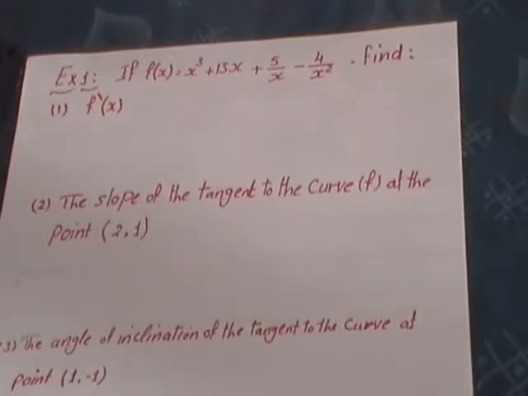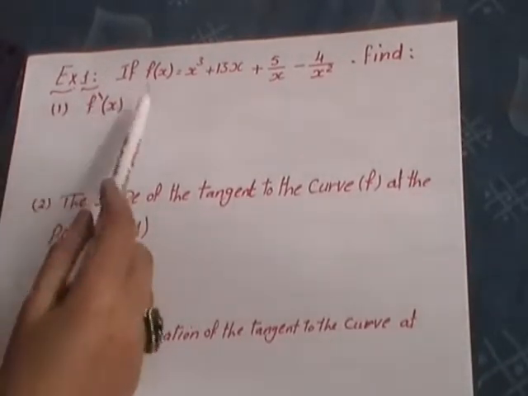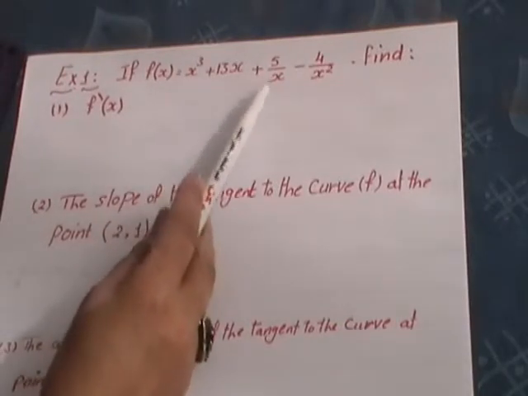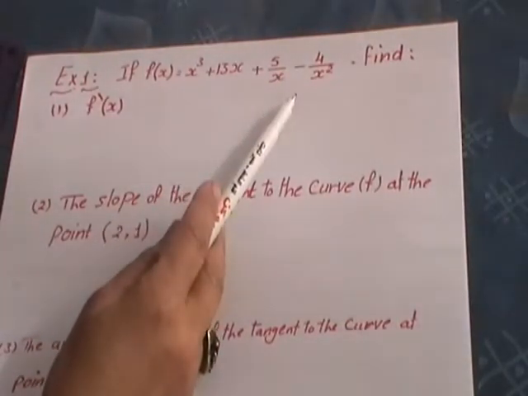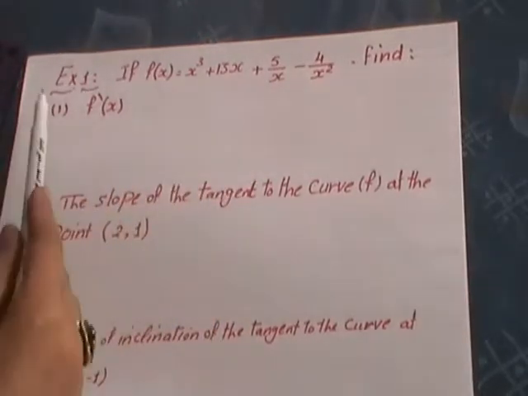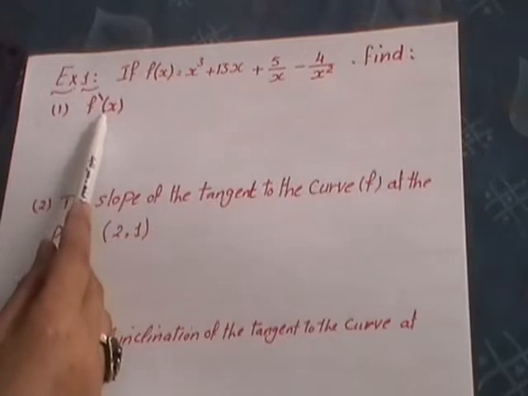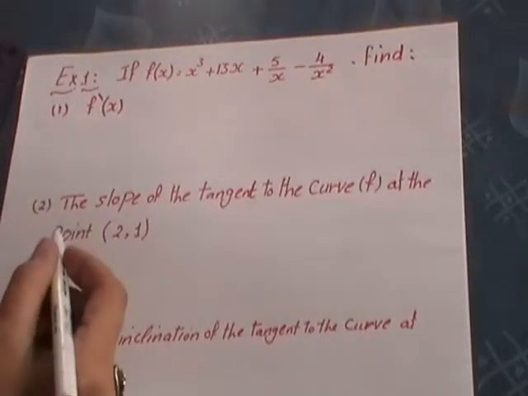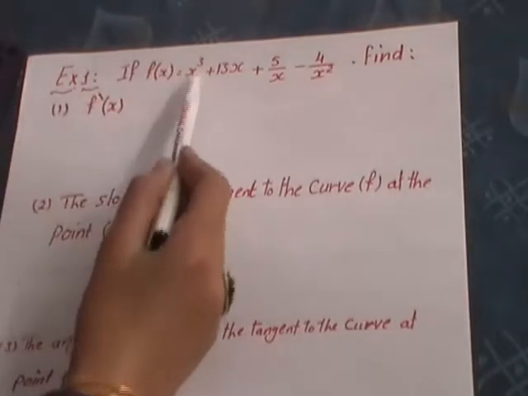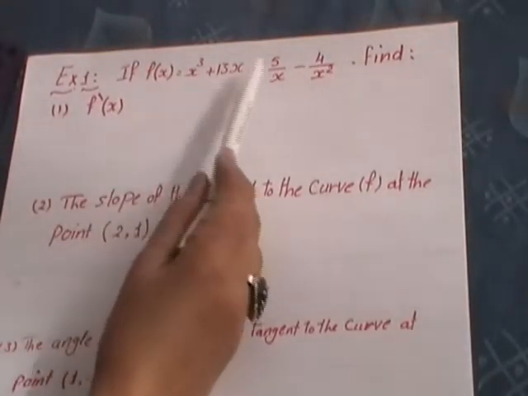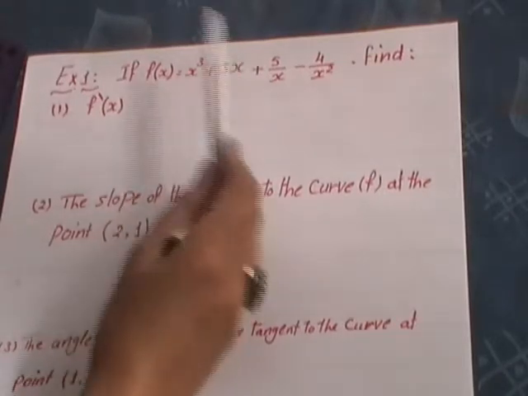Now the first example: if f of x equals x power 3 plus 13x plus 5 over x minus 4 over x power 2, the first question is to find f dash of x, the first derivative of this function. Now we remember together how we get the derivative of a function like this. It consists of some terms. We find the first derivative of each term alone.